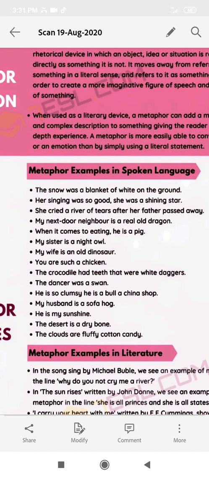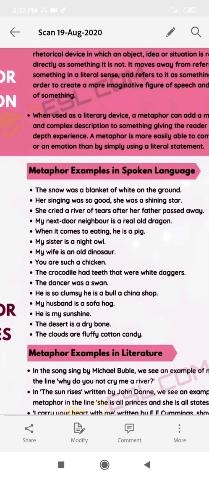He is so clumsy, he is a bull in a china shop. He is a bull. શું કીધું? He is a bull. એ bull છે. બરોબર? bull જેવો નથી પણ bull જ છે. So, strong comparison between two things without the help of word like or as. So, it is metaphor.